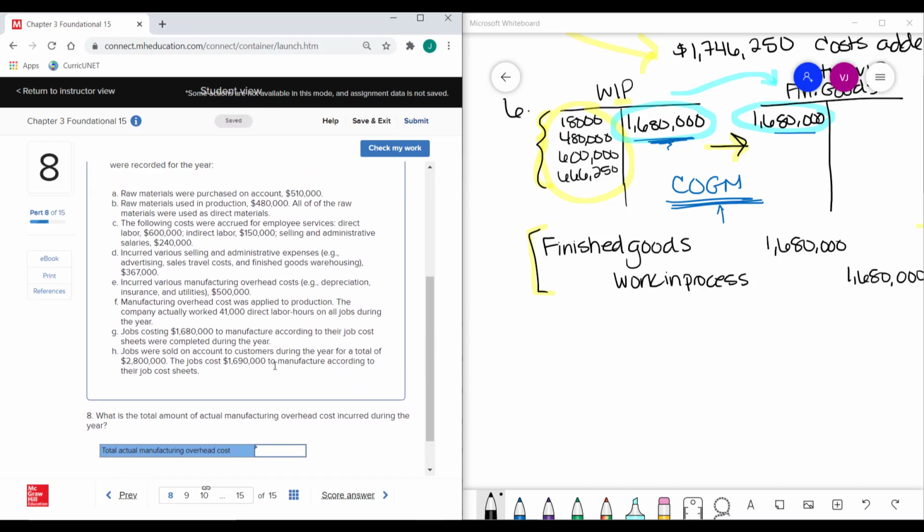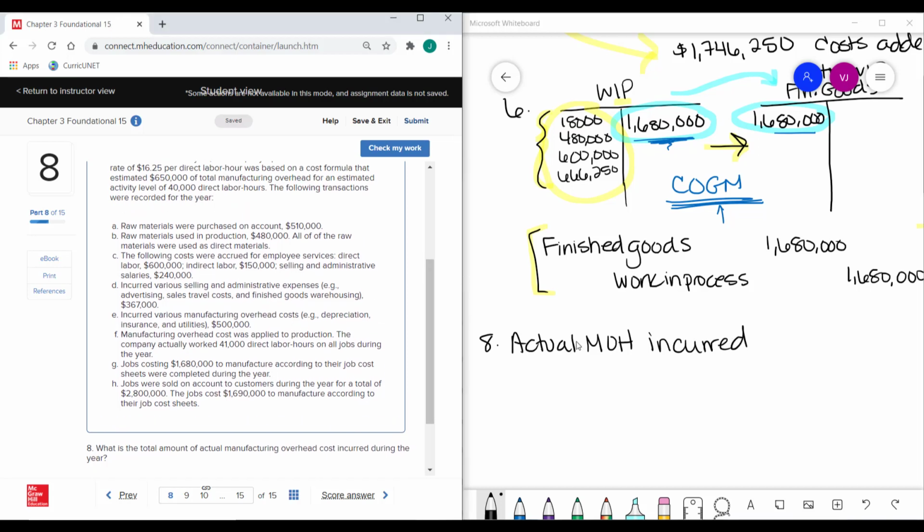Number 8, what is the total amount of actual manufacturing overhead cost incurred during the year? Okay, so we're trying to find actual manufacturing overhead cost incurred. So we just go through this list of items that they told us of known overhead amounts that was incurred, right? So it's not A, it's not B. That refers to raw materials purchased and direct materials used. So we're going to have to start at C.